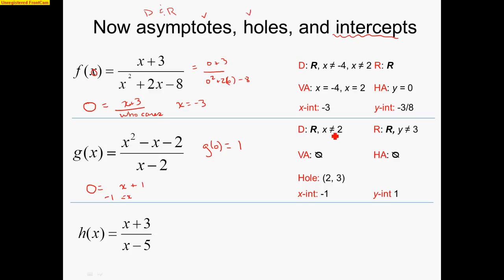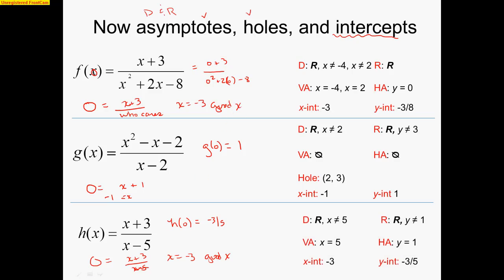So this was the domain that we'd already found, and the range. We had no vertical asymptote or horizontal asymptote. We had found the hole at 2, 3, and now I just found the x and y-intercept. For the last one, y-intercept, plug in 0 and get -3/5. For the x-intercept, plug in 0 for y. Really, who cares? This is a good x. Remember, this was a good x. And there's my x and y intercepts. So we're on our way to our characteristic list.